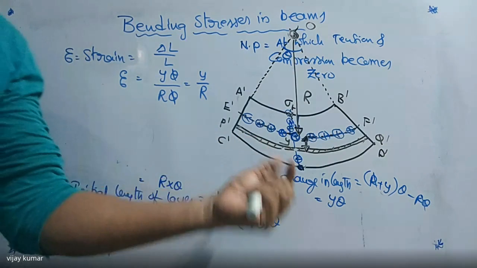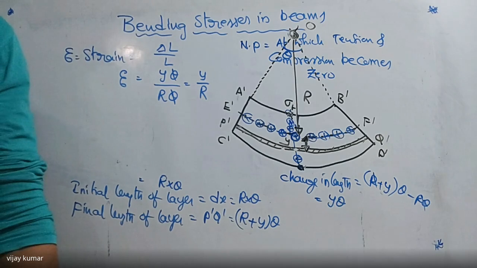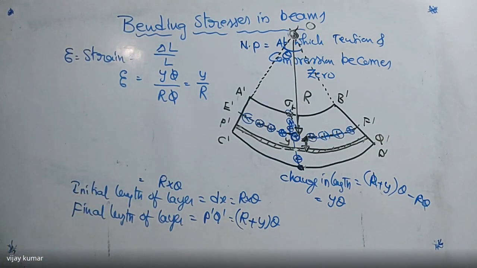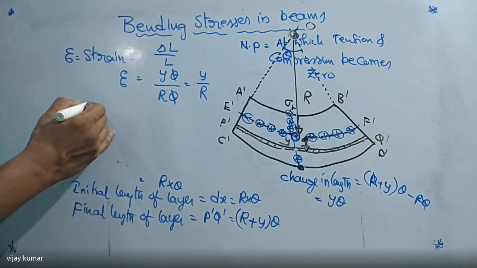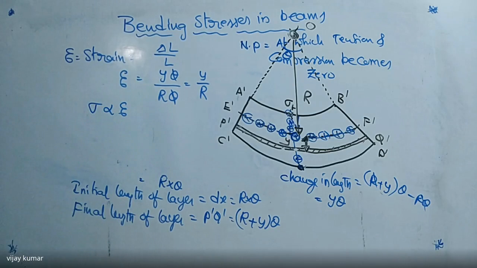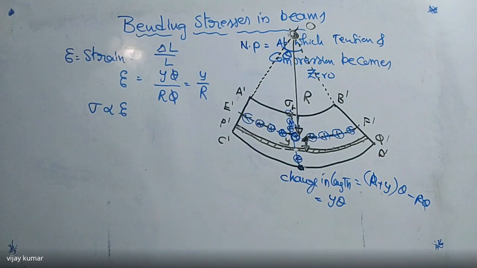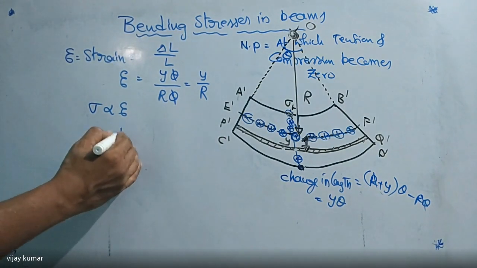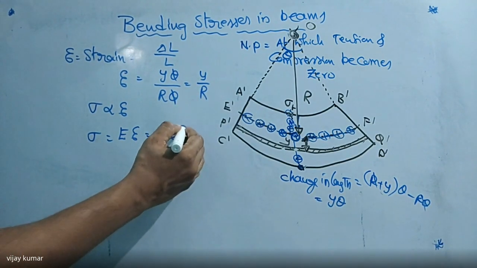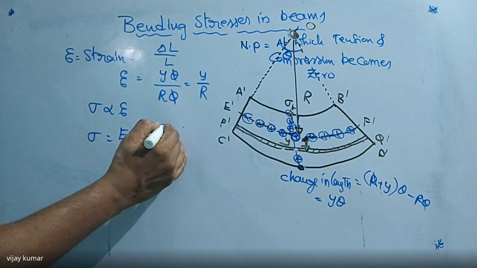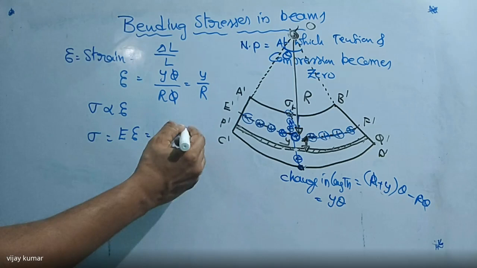If this beam is of elastic nature, an elastic member, it follows Hooke's law. If the member follows Hooke's law, then we can write that stress is directly proportional to strain. Stress is directly proportional to which one? Strain. Did you get my point or not? Then stress is equal to E into strain. But what is strain here? So sigma by E is equal to, sorry, sigma equals E into strain, and strain here is Y by R.